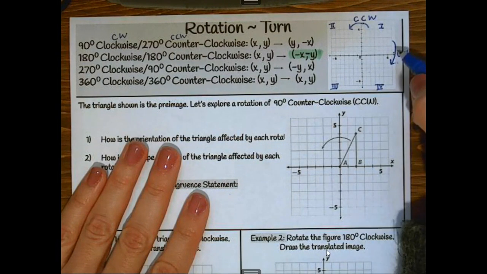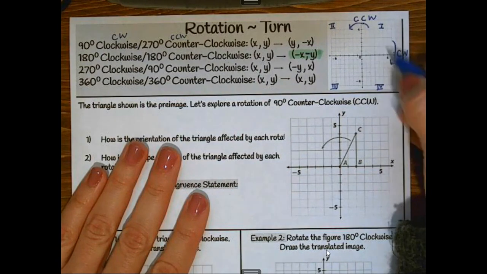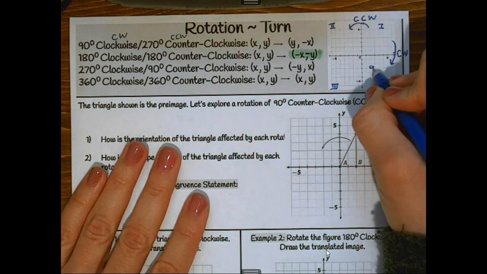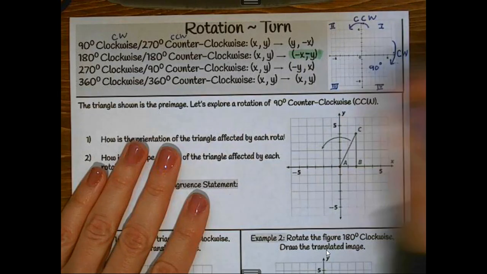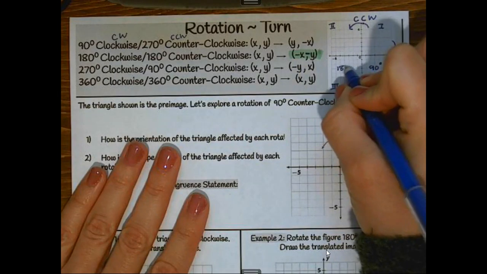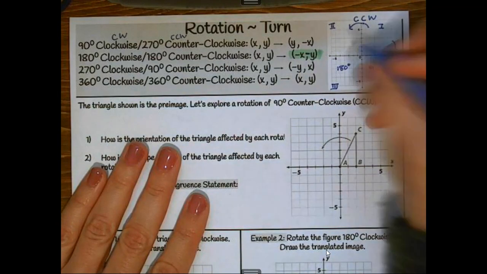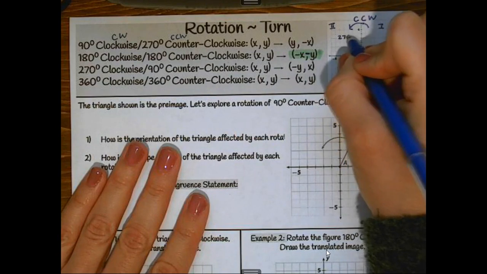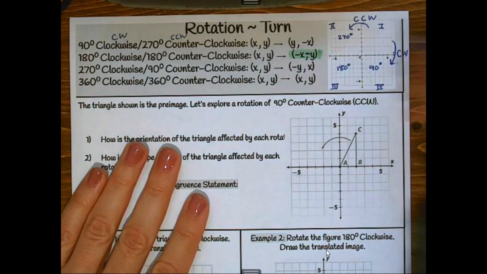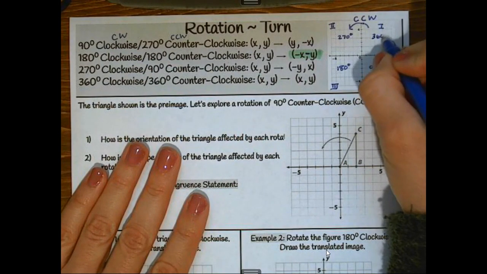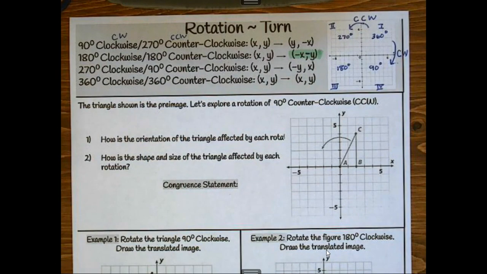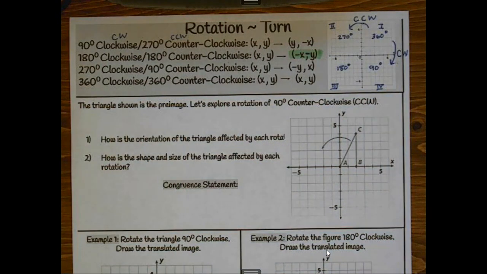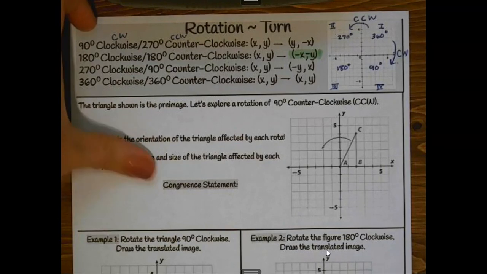So say we're starting in quadrant 1. If you're going 90 degrees clockwise, this is where you end up. You end up in quadrant 4. If you go 180 degrees clockwise, you end up in 3. 270 degrees clockwise, you end up in 2. And then 360 degrees clockwise, you end up back where you started. All right, I'm going to zoom in here so you can see it a little bit better.